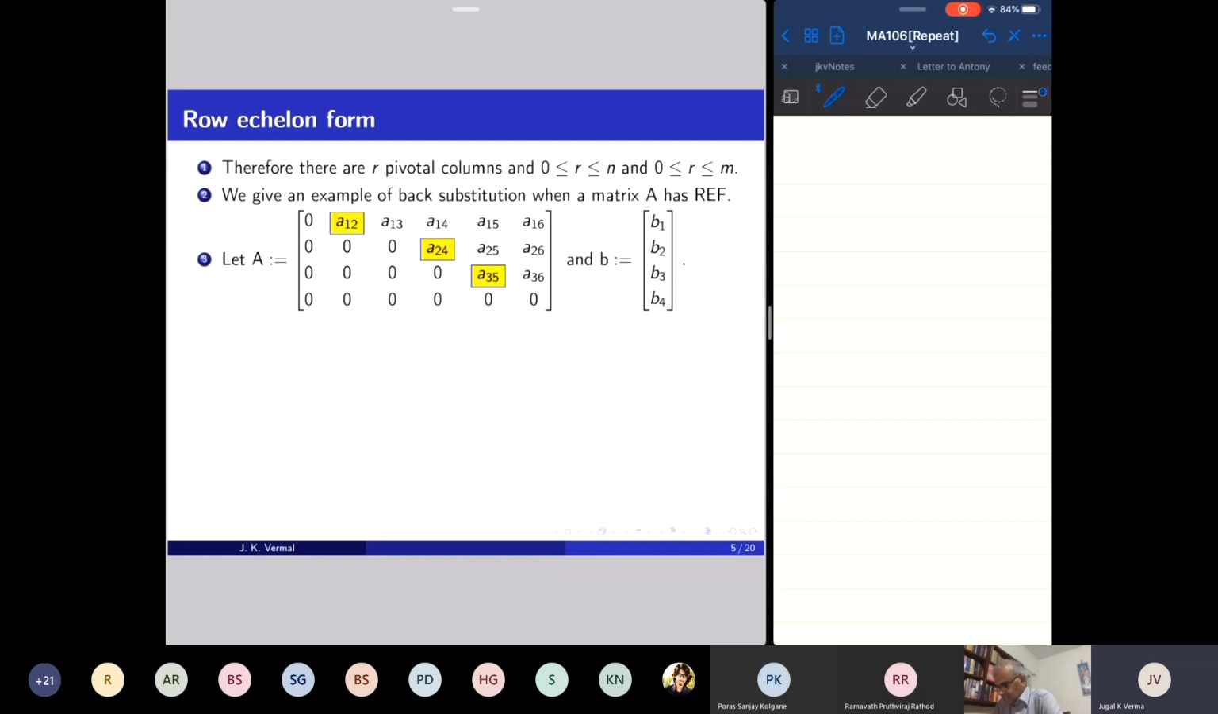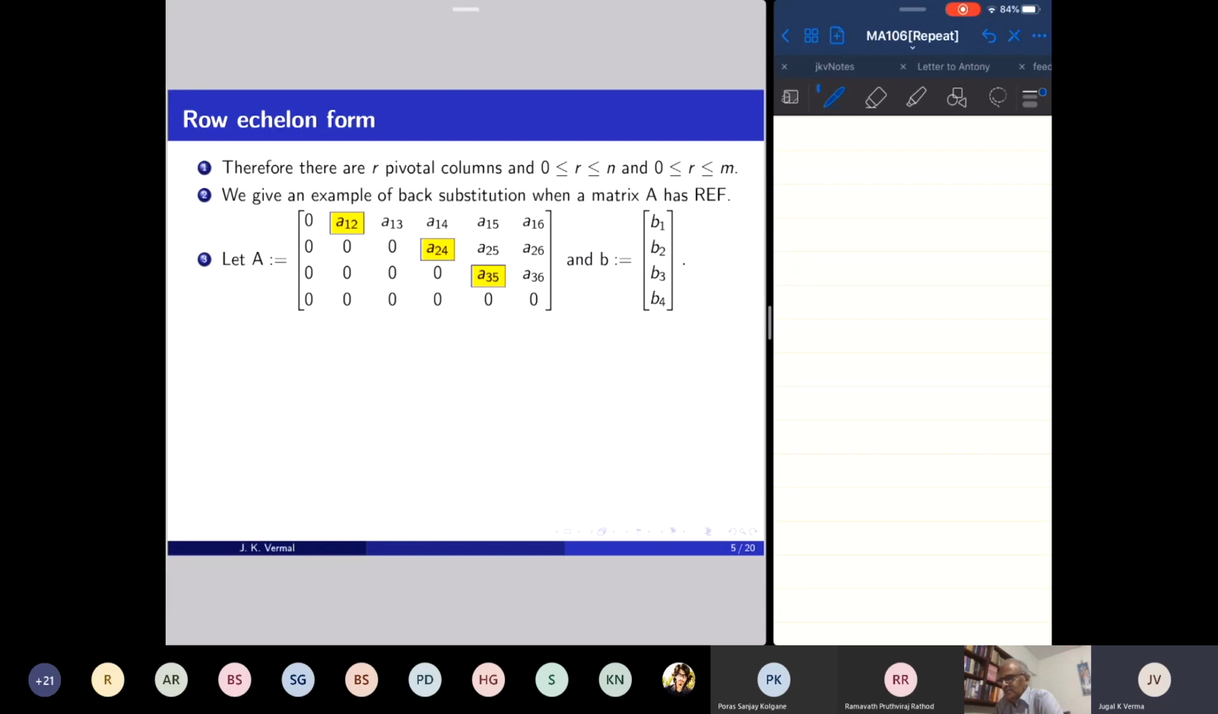So A is this matrix, and look at the second column, fourth column, and fifth column. These are the columns in which the pivots are sitting. So I am assuming that A12 is non-zero, A24 is non-zero, and A35 is non-zero. And the zero row is at the bottom. So there are 3 pivotal columns, and there are 3 non-pivotal columns. There are 6 columns. So every column is either a pivotal column or a non-pivotal column. And the number of non-zero rows is the number of pivots here.